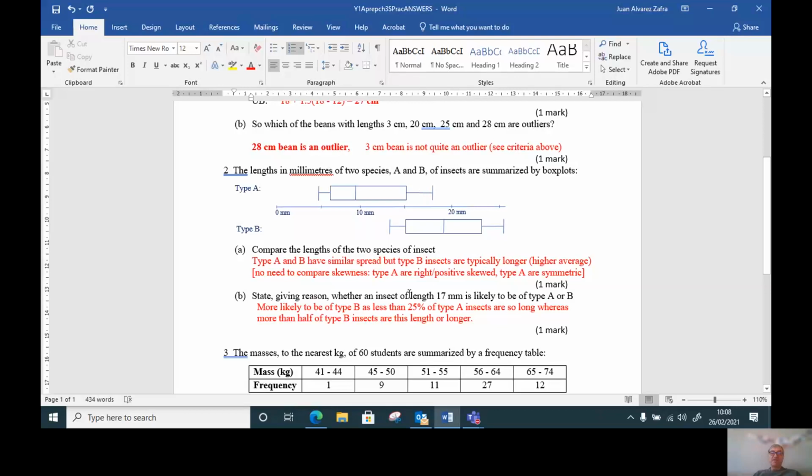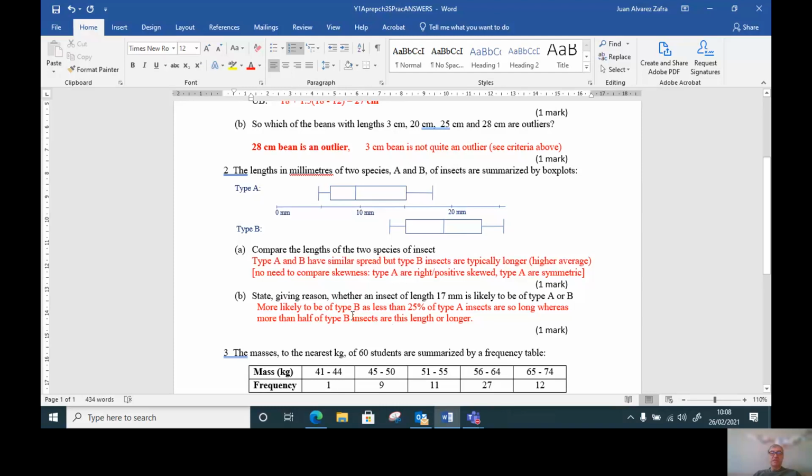So you can make a statement about probabilities, but be careful because we don't know what the probability of it being 17 millimeters is. We can discuss the probability of being more than 17 millimeters or less than 17 millimeters, but we can't really say what the probability of being 17 millimeters is from the information we've been given.